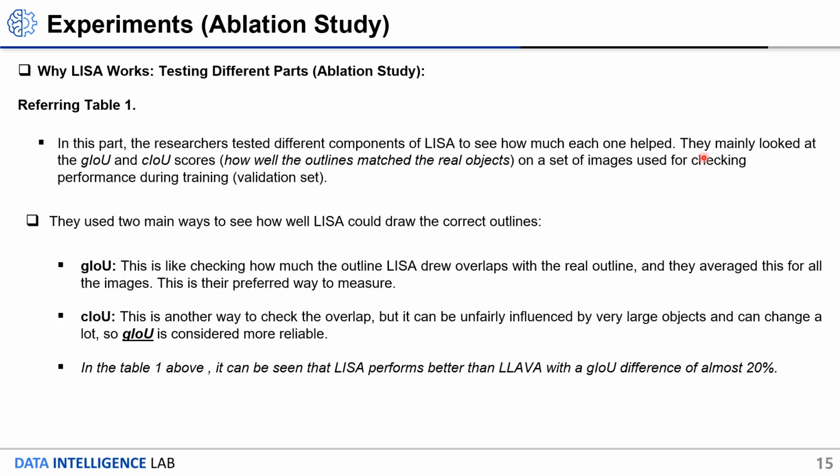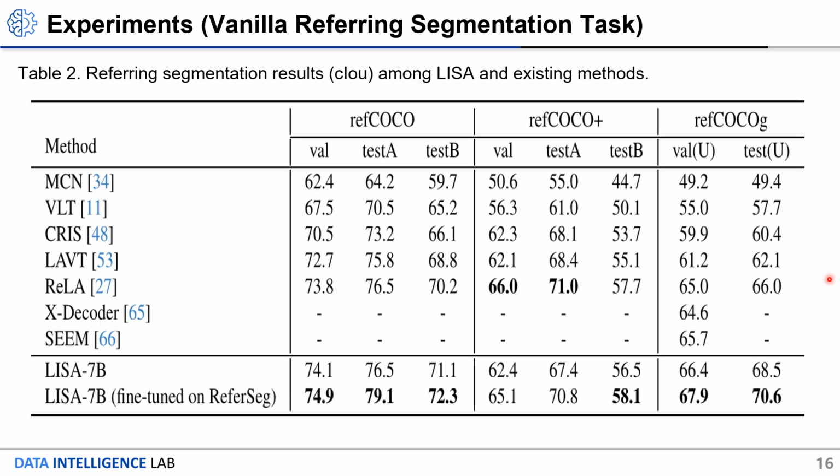So yeah, this is the explanation to the first. I'm referring to the previous table. Okay, so on this slide is the vanilla referring segmentation task. The main goal here is to demonstrate that even though LISA is designed for complex reasoning, it is still highly competent on the traditional task where the text gives an implicit description of the target object. So the researchers want to show it maintains strong fundamental segmentation abilities.